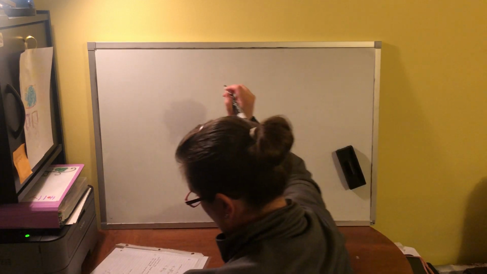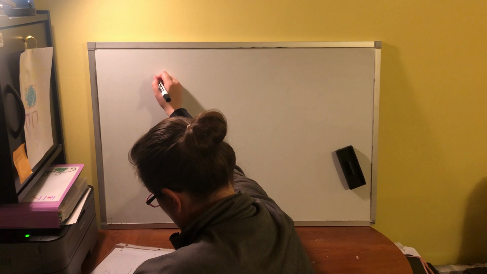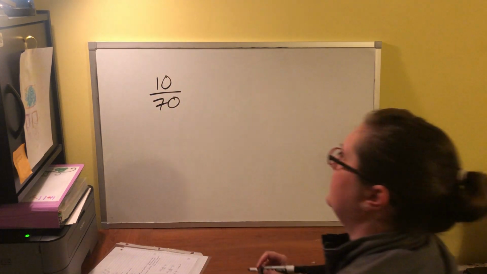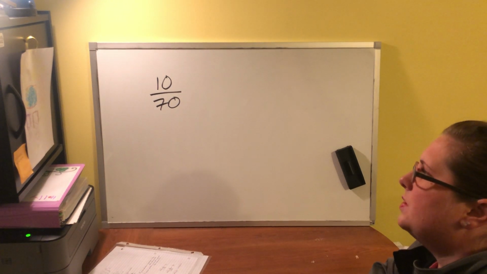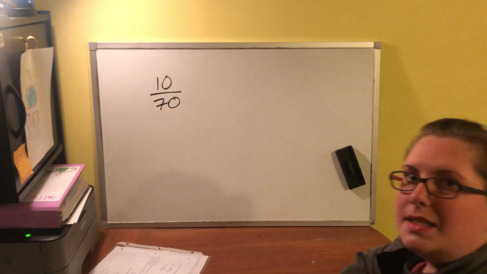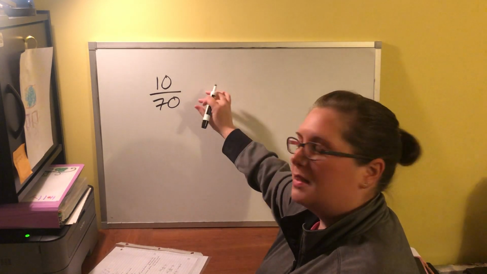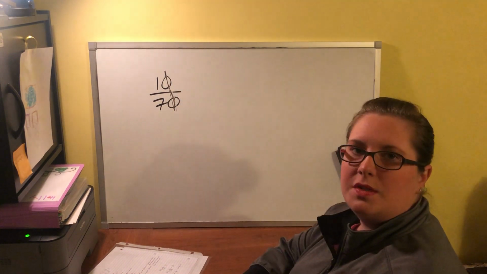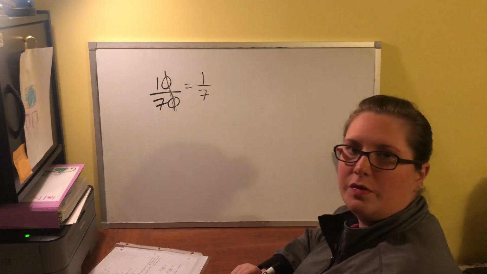Okay, let's look at 10 over 70. So there is a trick when reducing, when they both end in a 0. If they both end in a 0, you can cancel those out because they're both divisible by 10. So the zeros cancel and you are left with 1 over 7.